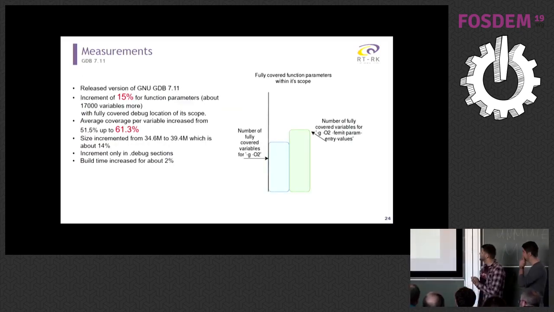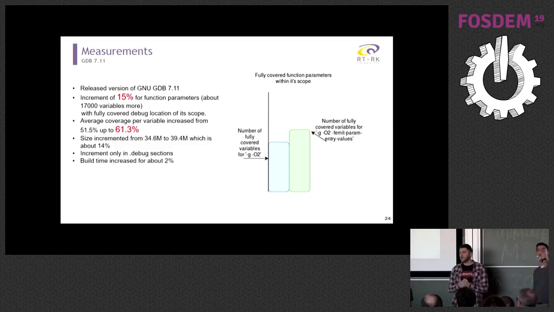The first example is GDB 7.11. We built the latest release version of that. We noticed there an increment of fully covered function parameters of about 15%, which is about 17,000 more debug variables with fully debug location coverage, which is a very good number. The average coverage per variable increased by about 10%. There is no change in code generation, only a change in the .debug sections. And in this case, we noticed a build time increase of about 2%.